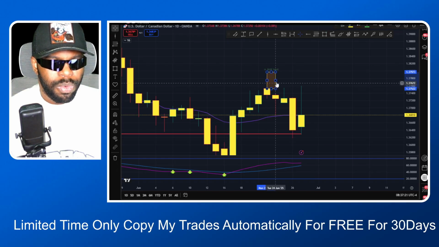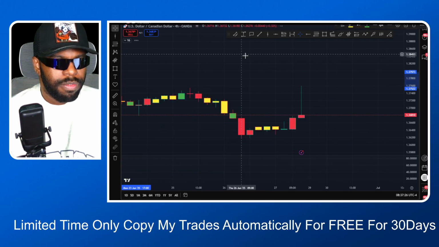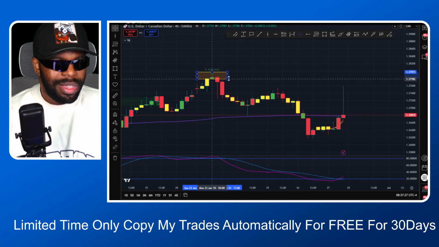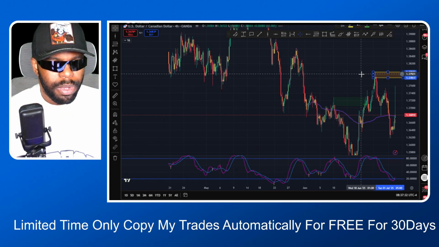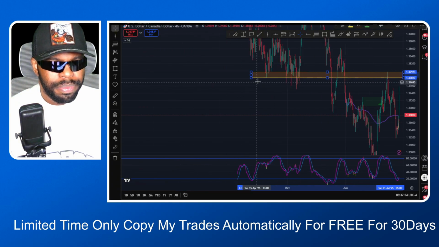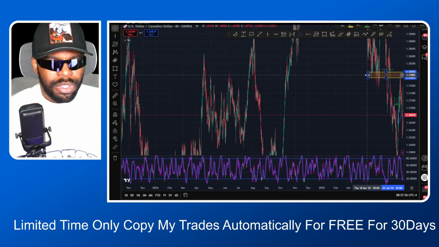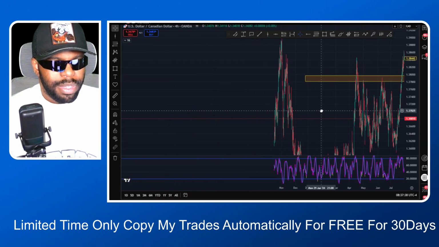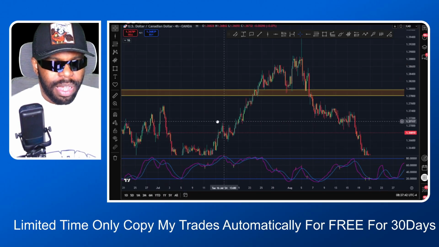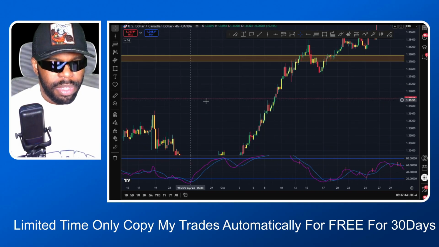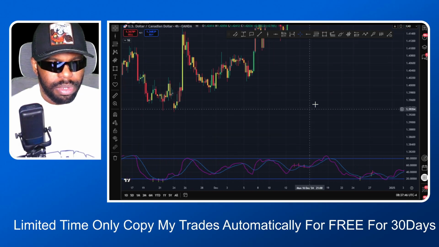Now, when the zone is too big, what I like to do is break it down to the 4 hour to see if I can tighten up that zone. And then again, I'm going to drag this in the past, see if the zone is being respected. And as you can see, I'm just getting a lot of rejection off of the zone here. So that means this zone is very, very strong here. Okay.